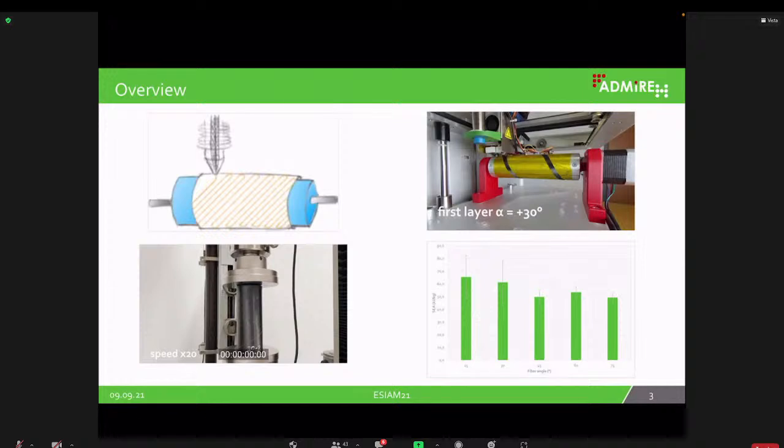So actually it depends on the size of the printer. Okay, great.